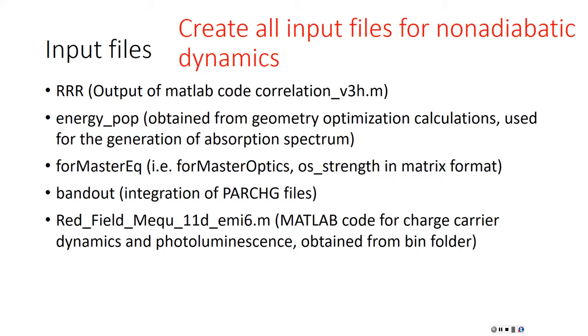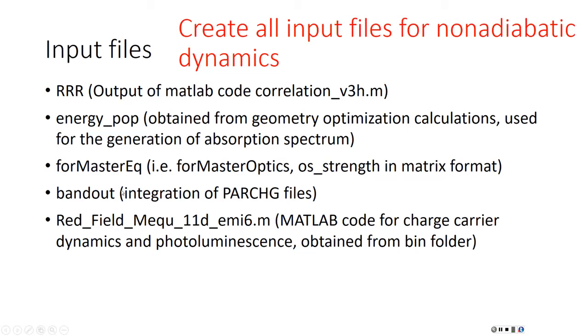Okay, so for the actual calculations of non-adiabatic dynamics, we need 5 input files. The first one is the RRR, which is the output from the MATLAB code John has already talked about. Next we need the energy pub file, which is obtained from geometry optimization calculations. This is the same file we use for the generation of absorption spectra. We also need the full master EQ file, which is just the oscillator strengths in matrix format. The next one is the band out file.